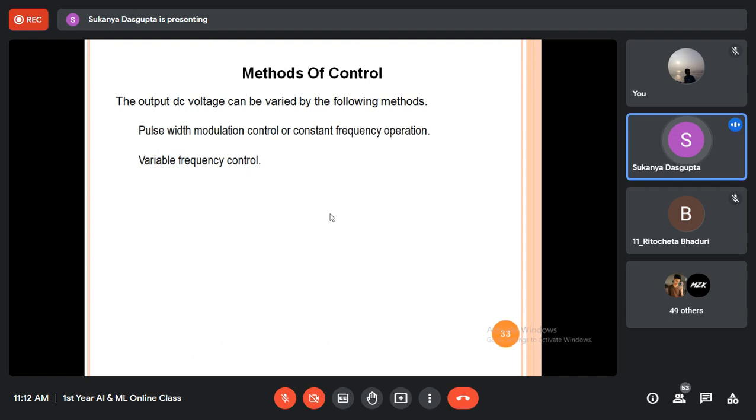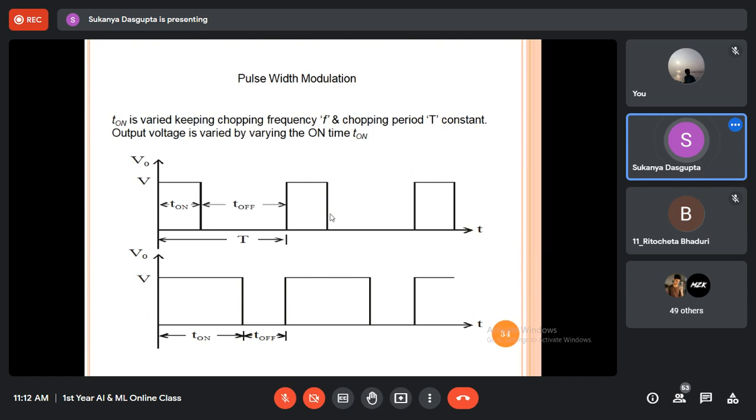So basically, we use pulse width modulation control or constant frequency operation. In pulse width modulation control, the frequency is kept constant. So generally, we avoid the variable frequency control, as I told you earlier. Frequency variation is not an easy task, right? So in pulse width modulation, as we have seen already, we only vary the pulse width of the on-time period, that means this time period, keeping the total time period fixed.